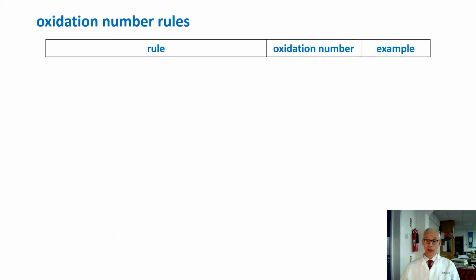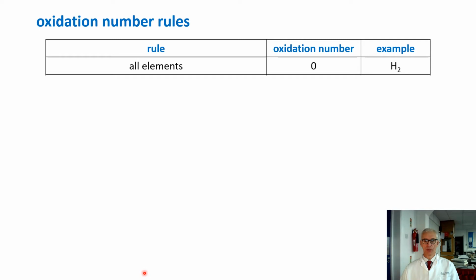Now, this is all much simpler than it might seem initially, because there are some straightforward rules to follow when assigning oxidation number. So, if we look at the first rule, all elements have an oxidation number of 0. That is a rule, an unbreakable rule. For example, the molecule hydrogen, H2, well, is it an element? Yes, it is. The oxidation number of hydrogen, therefore, is 0.